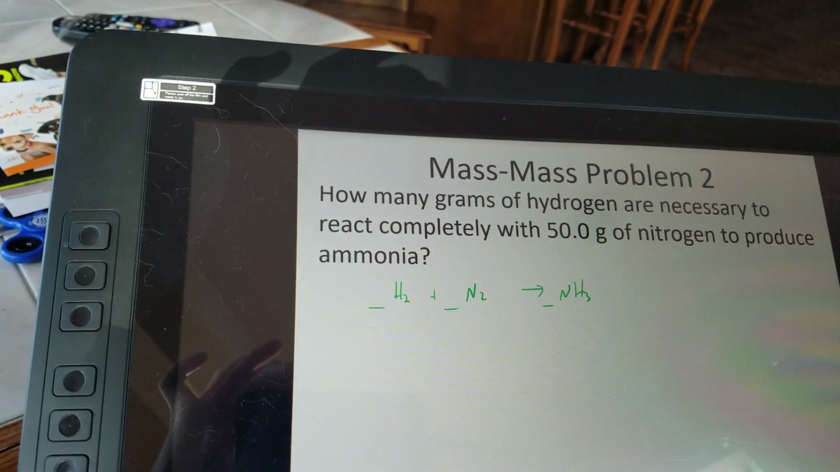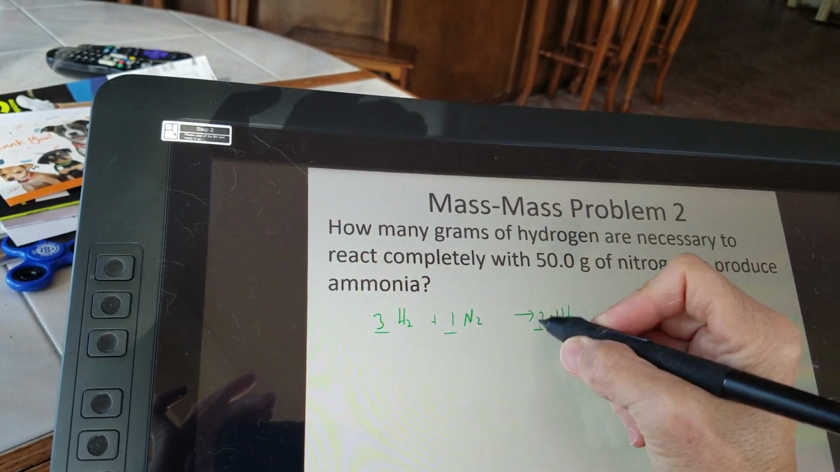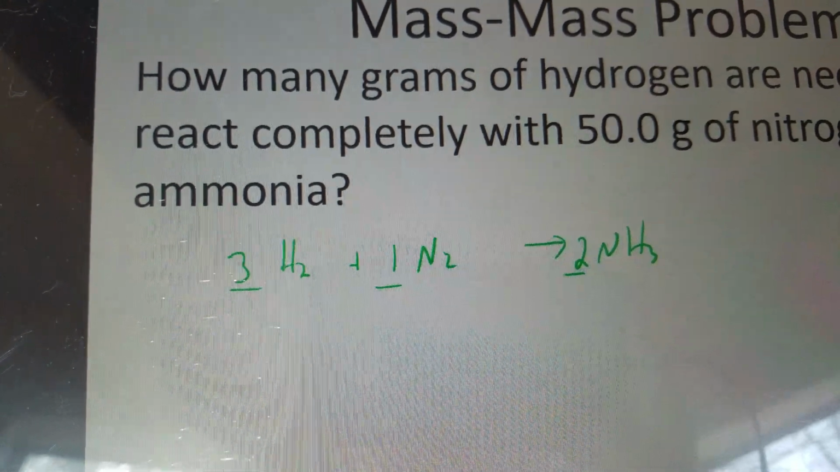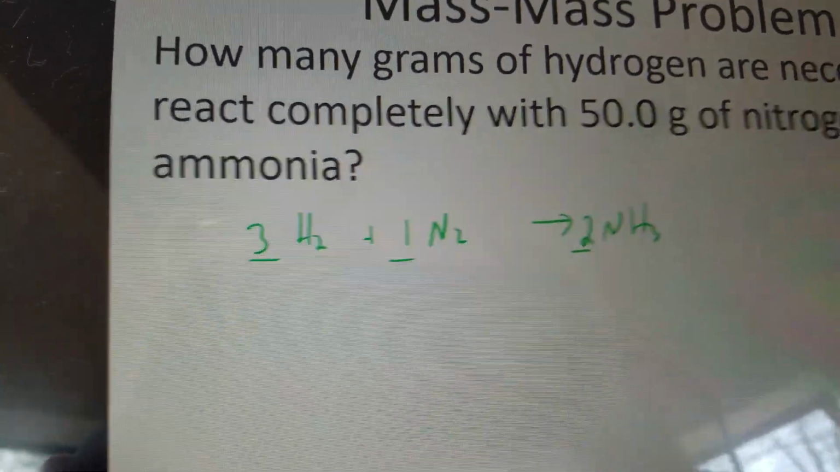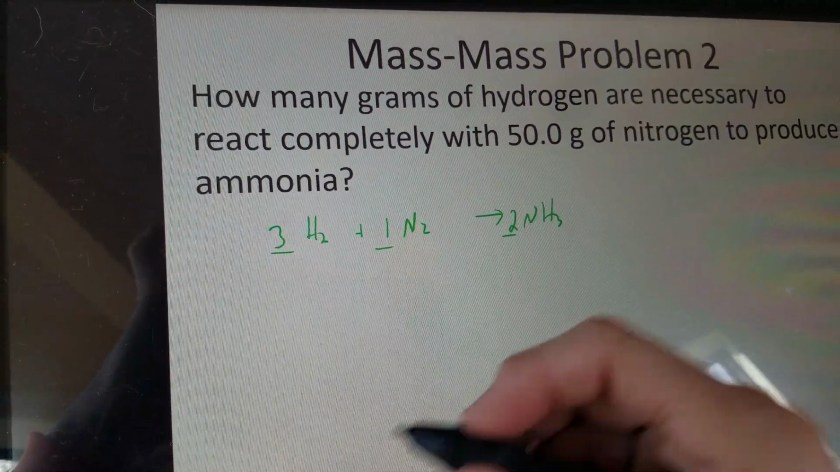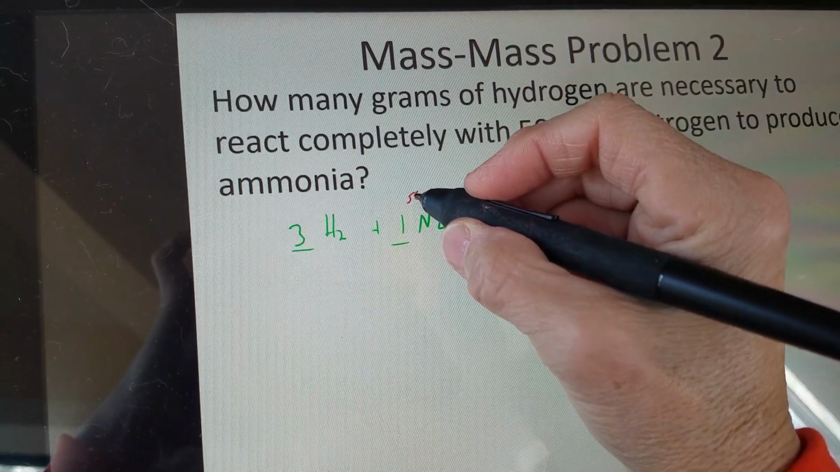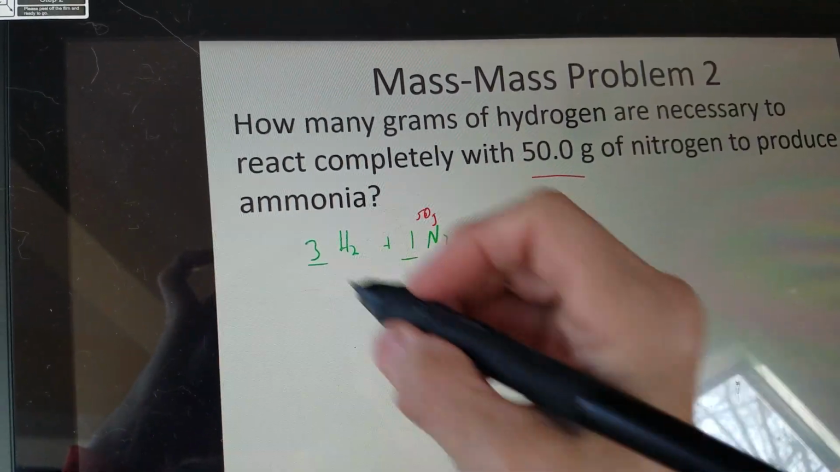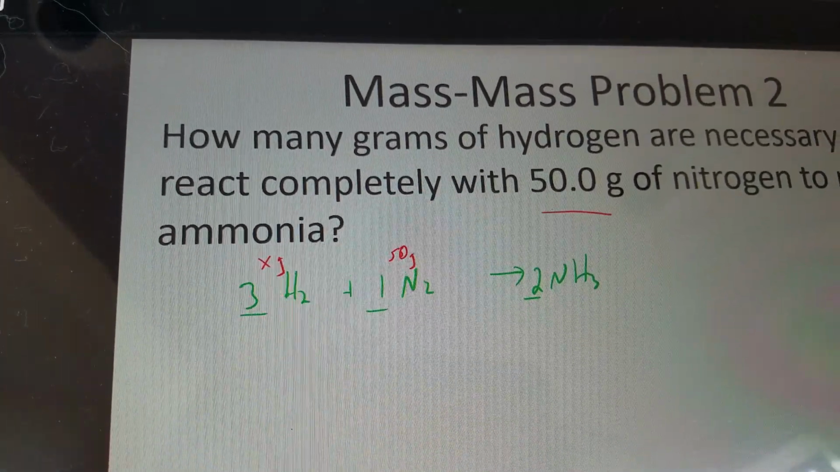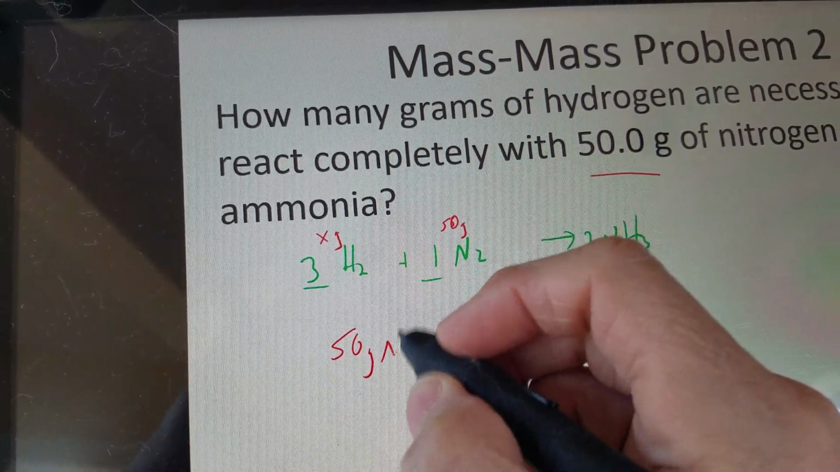So we need to go ahead and balance this out. So again, if you need to go through the steps to balance, do that. If not, you can just go ahead and write down the coefficients. So now once I get my coefficients, the next thing I'm going to do, I have 50 grams of nitrogen. And I want to find out how many grams of hydrogen are going to be needed to react with those 50 grams. So I'm going to start off with my 50 grams of nitrogen.